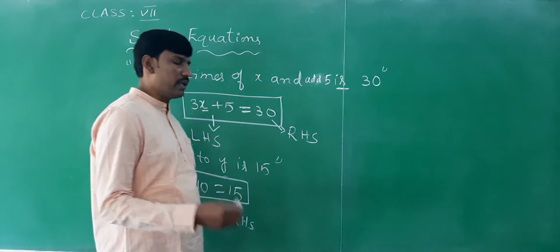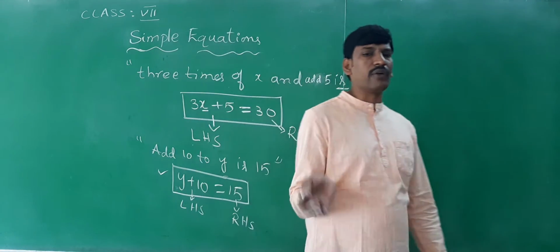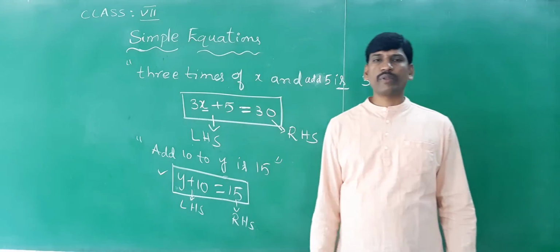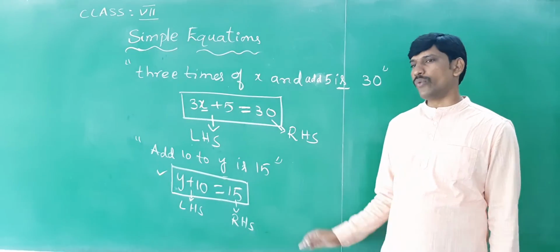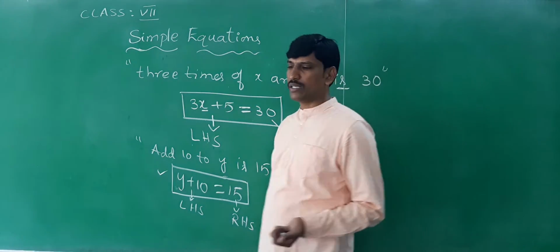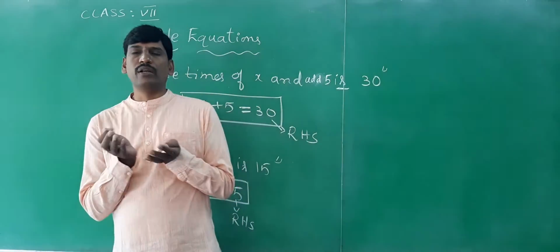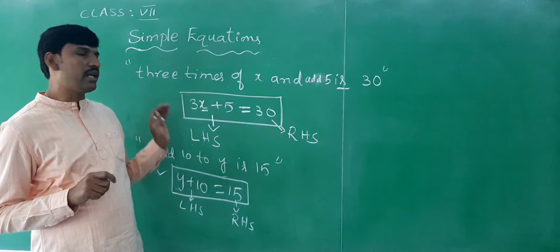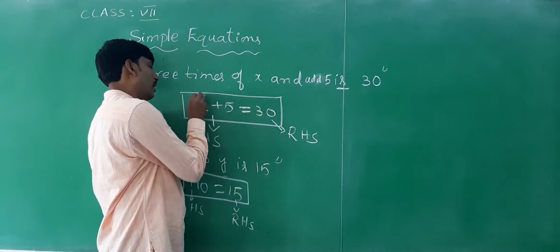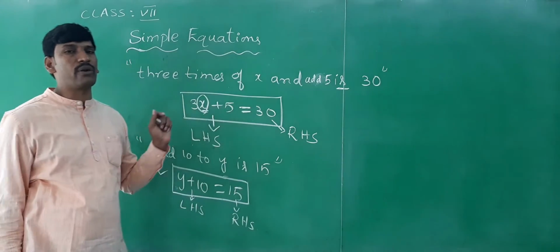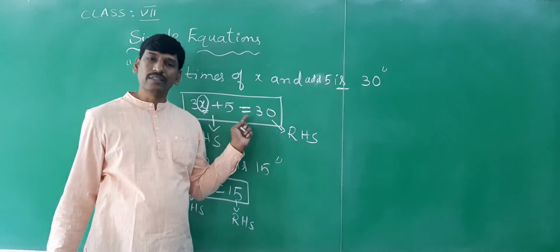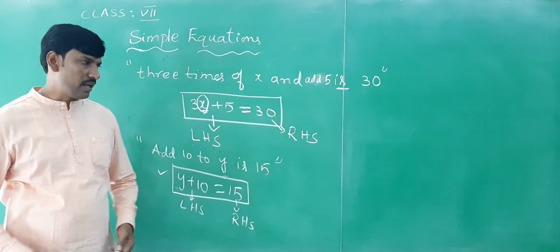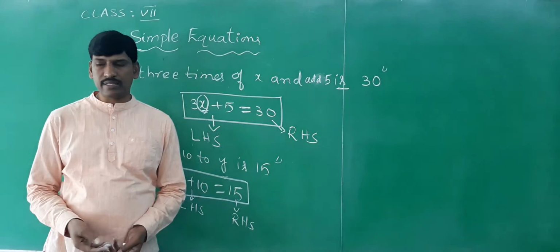So like this, whatever the given statement, we should convert into equation form. Then find the value of the variable. A variable contains different values, it's not fixed. Whereas in an equation, it contains a fixed value that we are going to find out by solving this equation. Right, children? So let us discuss some examples.